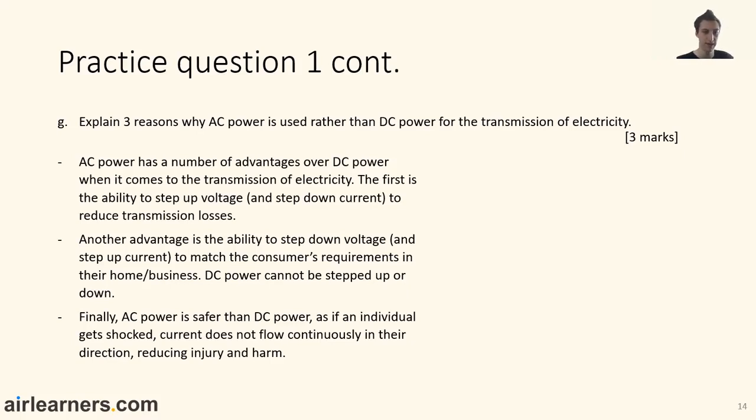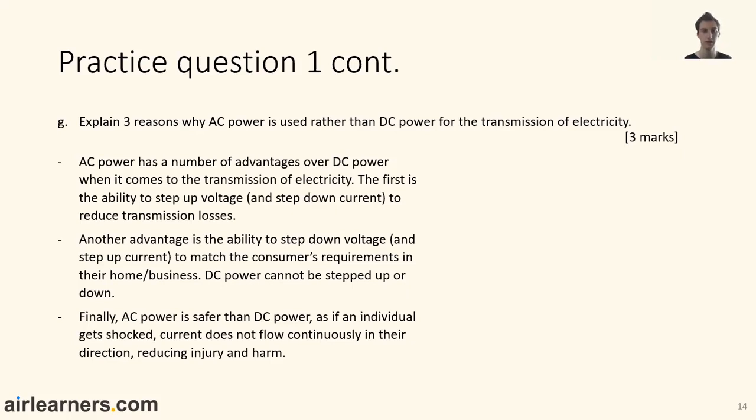Finally, AC is safer than DC, and that mainly comes from the idea that if you get shocked by it, you're not having a constant penetration of current, you're having an alternating current. So it reduces injury and harm, and those are the main 3 points that you could argue when you're talking about the benefits of AC power over DC power, specifically with the transmission of electricity. There are other advantages outside of that, but this question asks for what is relevant to the transmission of electricity. So you get a mark for each point, really.